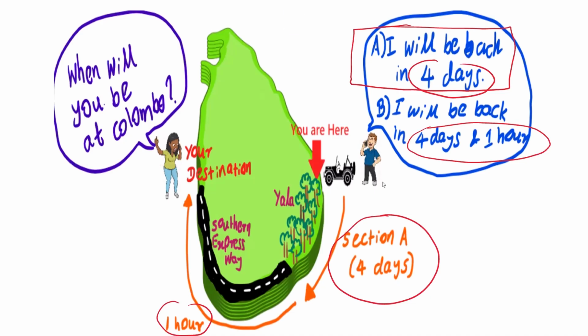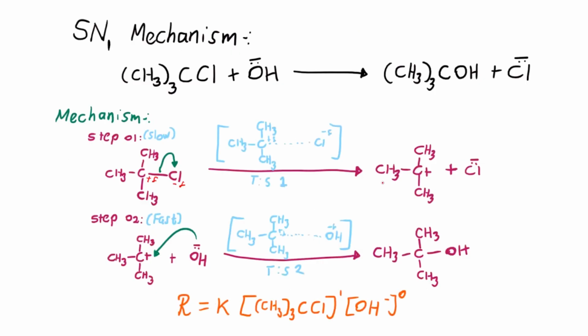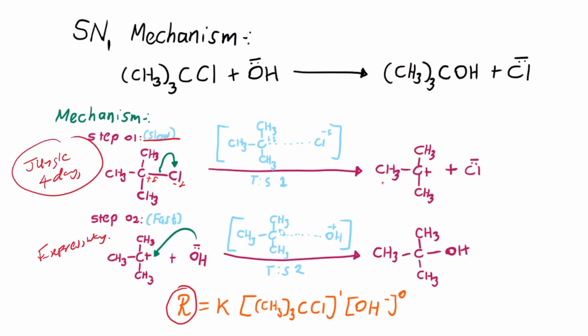When you take this reaction, this is just like your off-road jungle journey, which takes 4 days. And this is just the expressway, 1 hour. So if someone asks, how can I increase the speed of this reaction? You have to do something for this slower step. Obviously, reactants are the ones that will appear in the rate law.